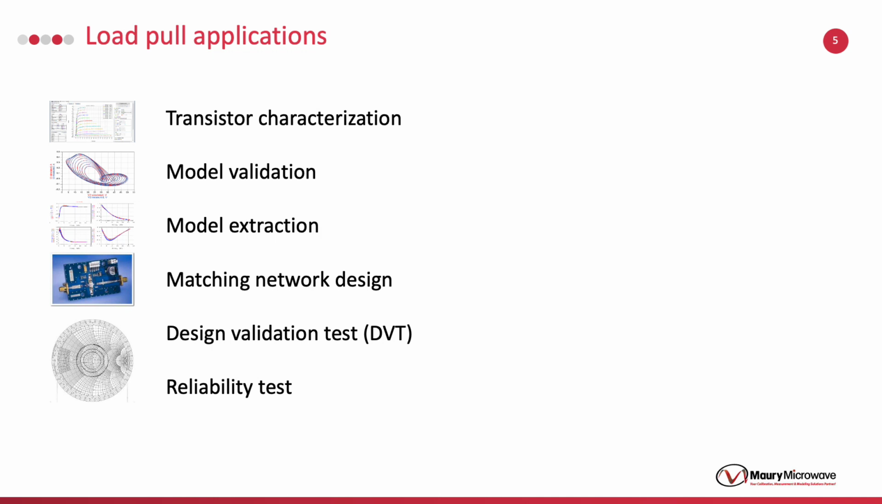Applications where load pool is used range from transistor characterization to model validation and extraction, as well as matching network designs for PAs. These are typically on non-50 ohm DUTs and can be on wafer or fixture. At system level, for 50 ohm DUTs, load pool is used for design validation testing, typically known as DVT, and reliability, where we validate the DUT is still functioning for high mismatches.